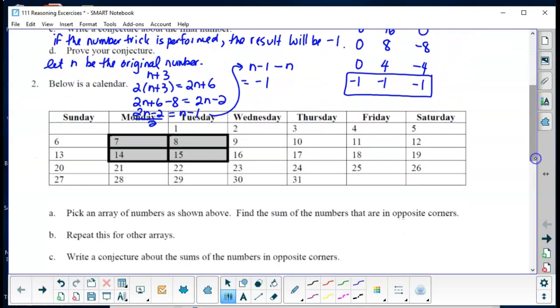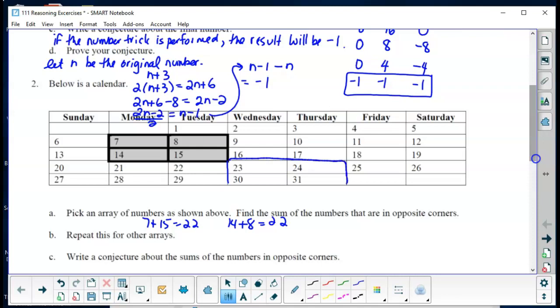Another example, calendar. So here's a month and some cells here, some days are highlighted that form a square. So it says pick an array of numbers as shown. So basically 2 numbers next to each other and up and down. Find the sum of the numbers that are in opposite corners. So 7 plus 15 is 22, and 14 plus 8 is 22. Okay? Repeat this for other arrays.